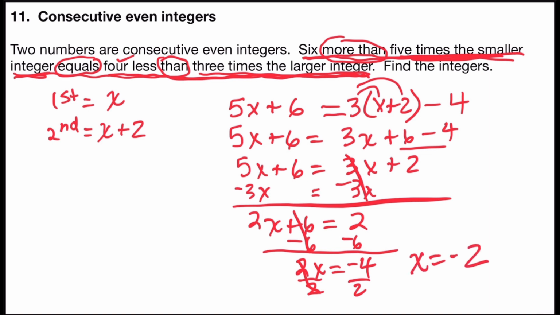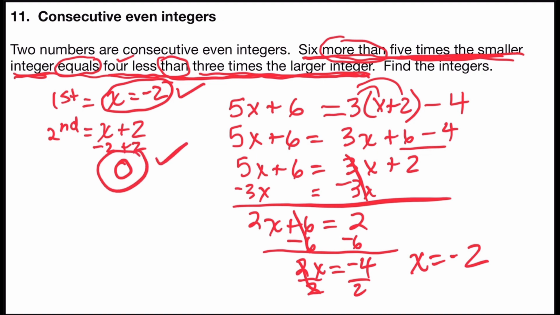So I know my first integer is negative 2. My second integer will be negative 2 for x plus 2, and that will be 0. So my first integer is negative 2, and my second integer is 0.